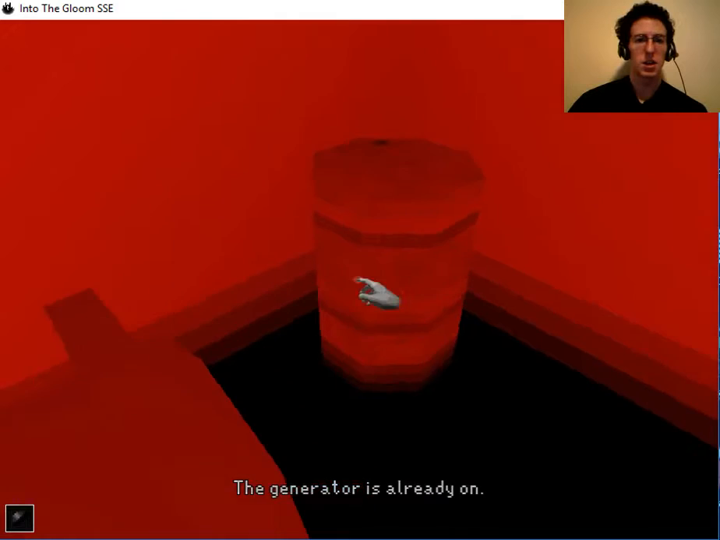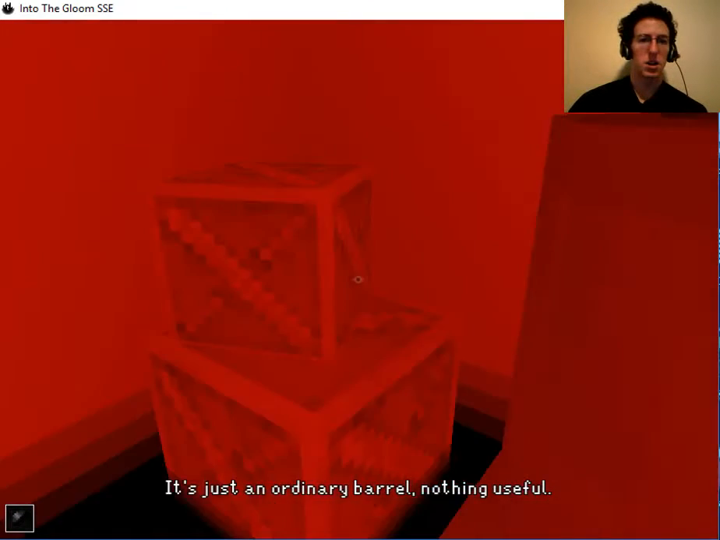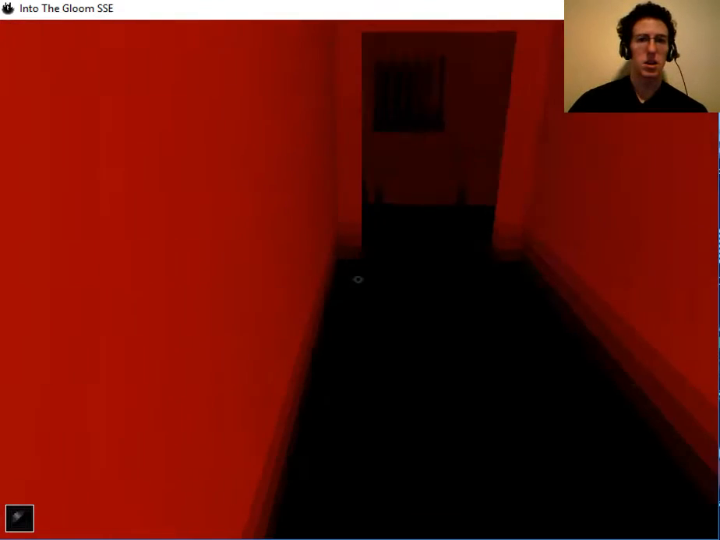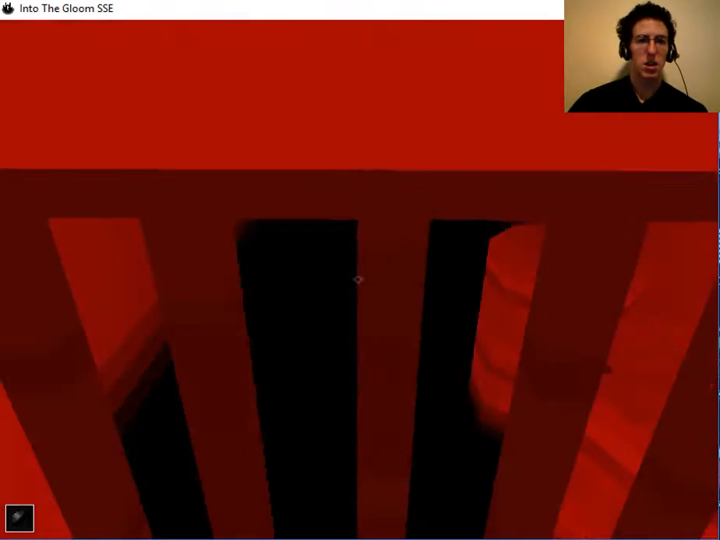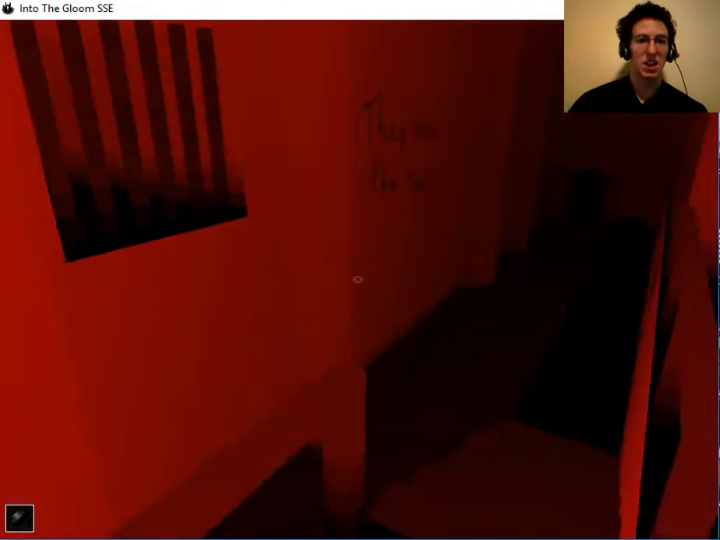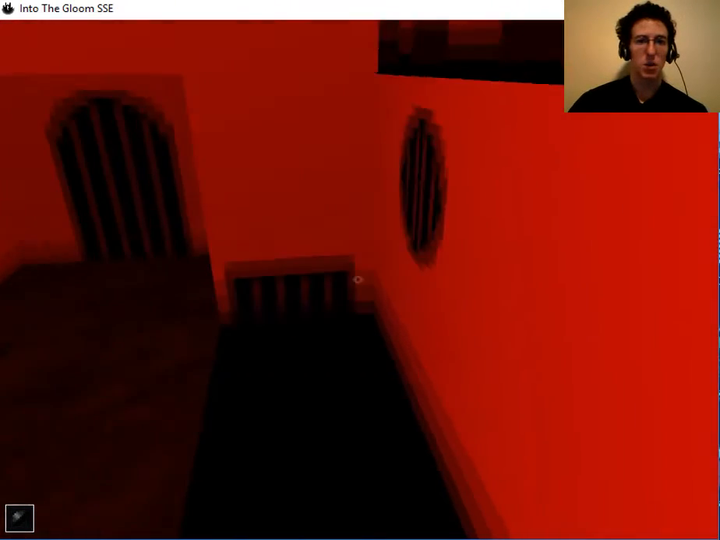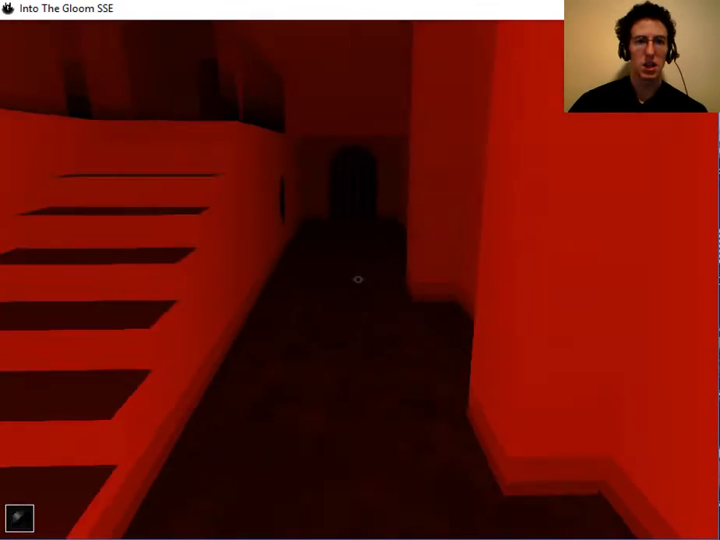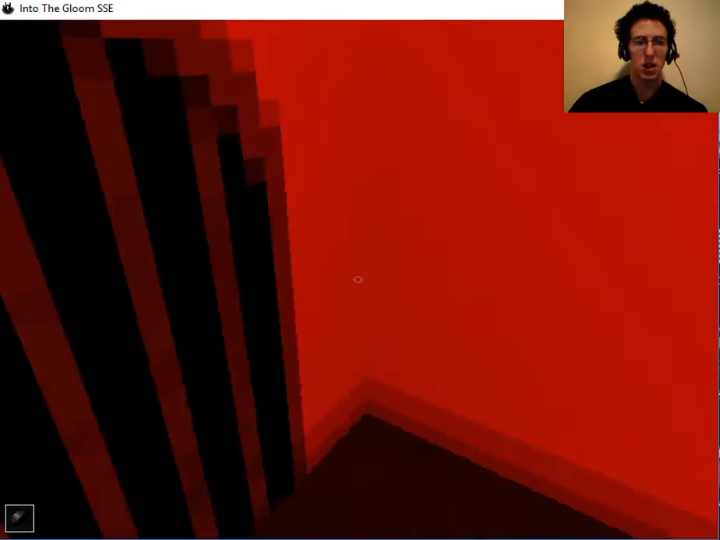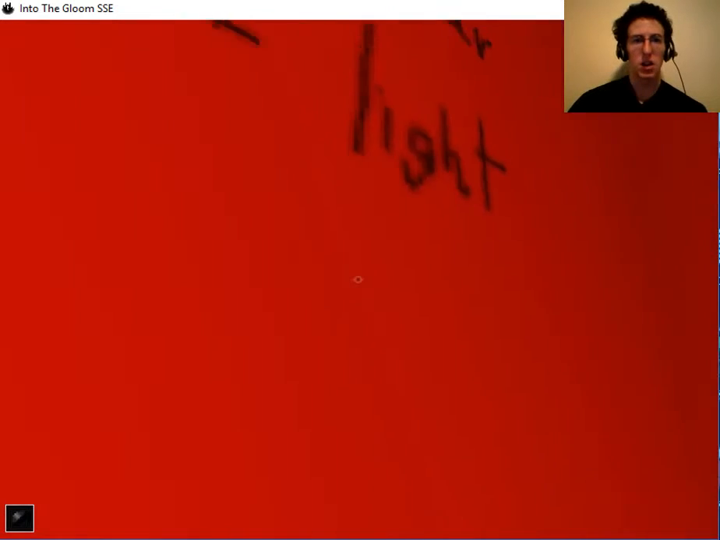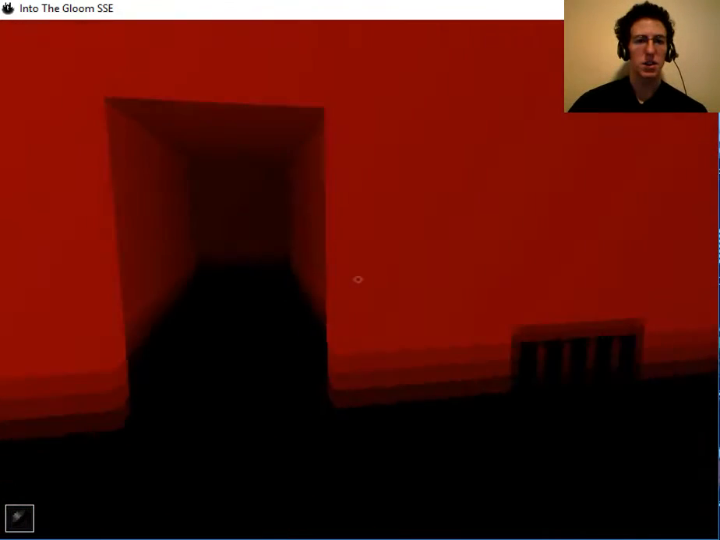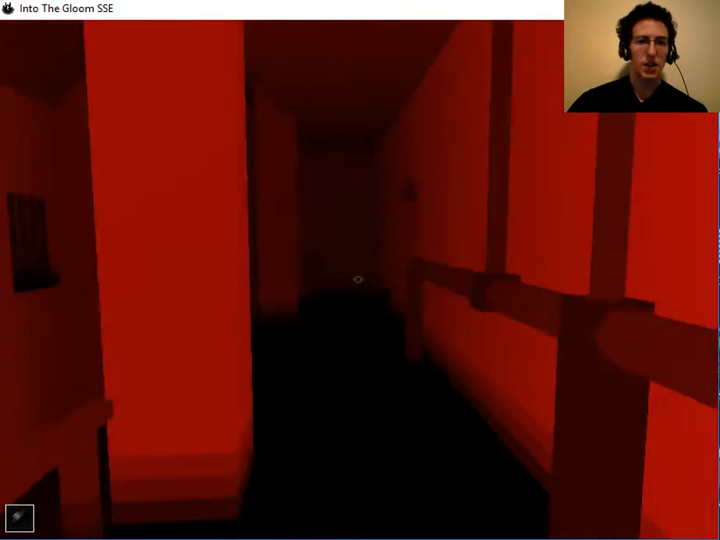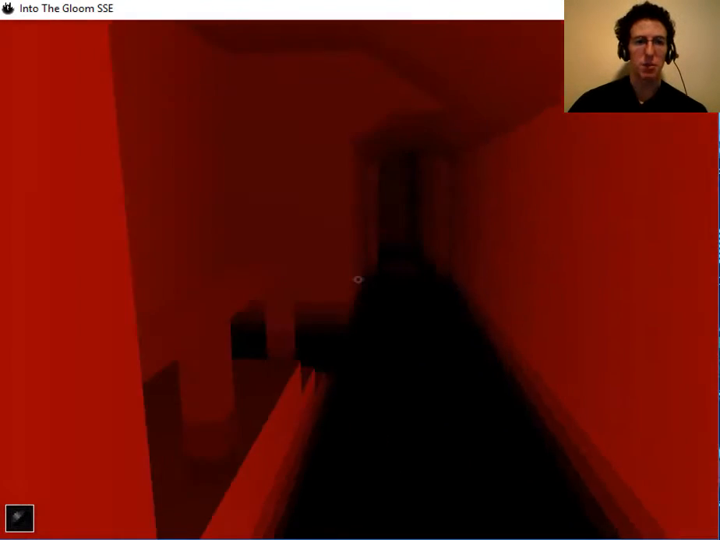Generator's already on. How can you tell if it's light? I mean, Dr. Warren himself said everything's red. Even at night. Not finding anything here. They fear the light. Generator's running. Okay, I guess I have to go up the ladder, unless I missed something.